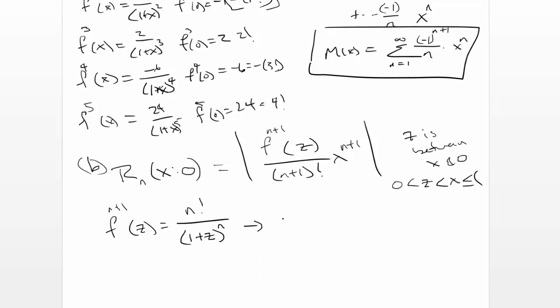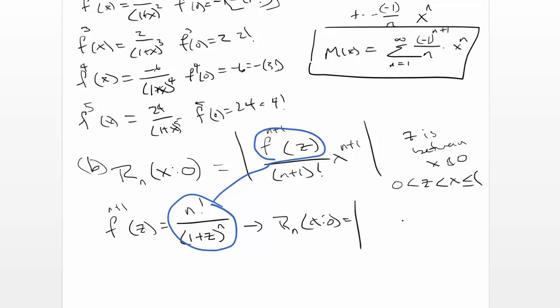So put this together. I'll substitute what f is in here, and let's get something that we can get a better handle on. This tells me that the nth remainder of x centered at 0 is really n factorial over 1 plus z to the n plus 1, times n plus 1 factorial, times x to the n plus 1.